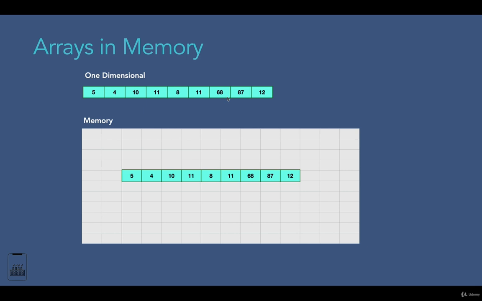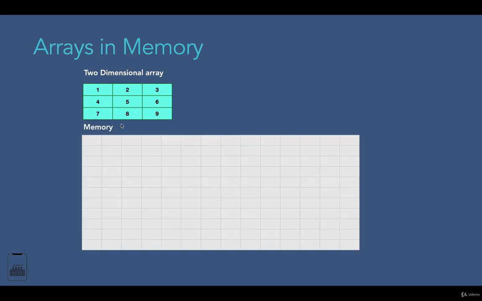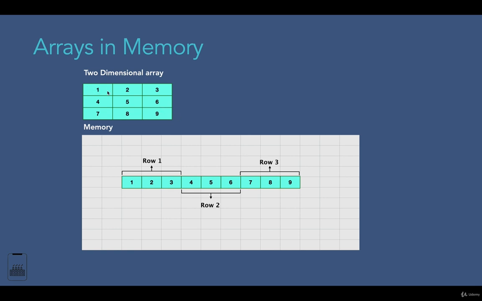Now let's see how a two-dimensional array is represented in memory. Let's say we have a two-dimensional array like this, in which we have 3 columns and 3 rows. The question is, is it going to be represented like this, or is it going to be different? The answer is that it's not going to be represented like this. The two-dimensional array will be represented in memory as a one-dimensional array. The system first locates the first row, then the second row, then the third row. As you can see, the first row is located over here, then the second row over here, then the third row over here.